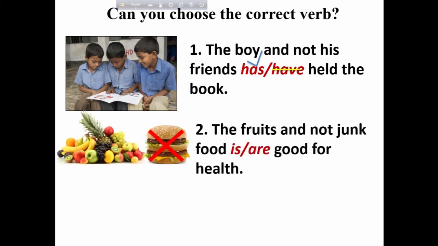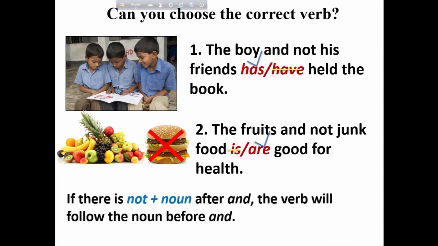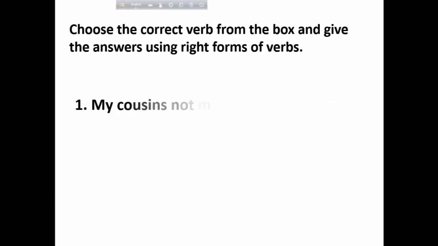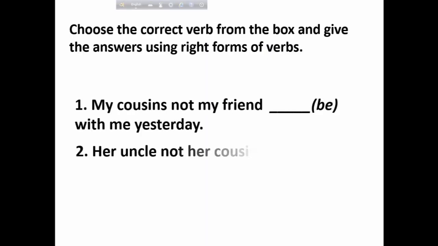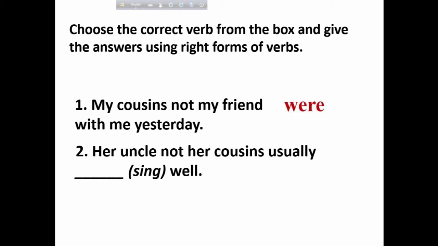The fruits and not junk food. So it will be is or are. If there is not plus noun after and, the verb will follow the noun before and. My cousins, not my friend, were. But her uncle, not her cousins, sings.